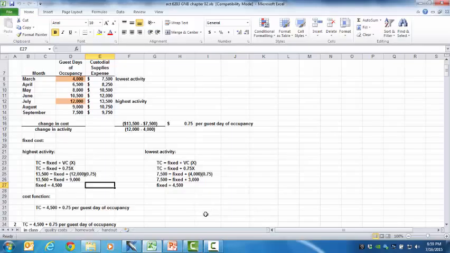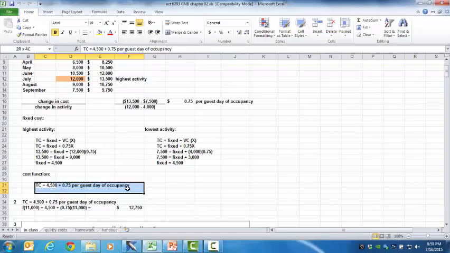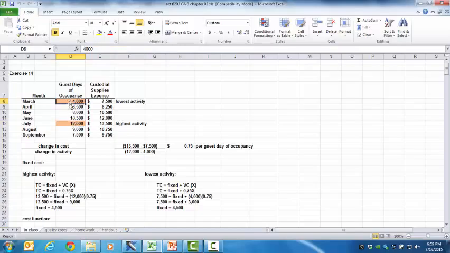Part 2 of this says, well, if we're planning on having 11,000 guest days, what should be our estimate of your custodial supplies expense? Well, just plug that 11,000 into the equation, and you can see that it's going to be 12,750. Now, there's one word of caution that I have to give you here. When you use these cost functions to predict, they are only valid within the boundaries of the high and low. In other words, we create what is called a relevant range within these boundaries. And as long as you stay within those boundaries, then your cost behavior is assumed to remain constant. But if you step outside of those boundaries, the cost structure could change.